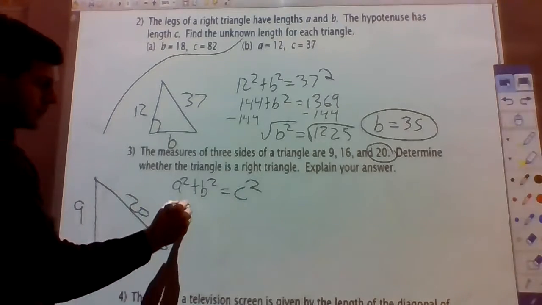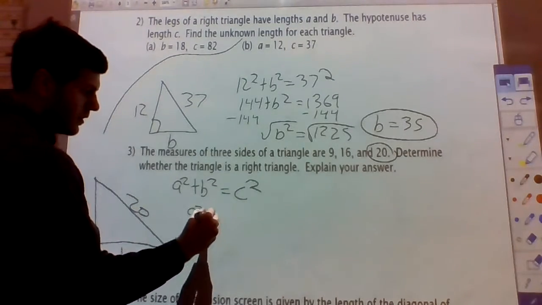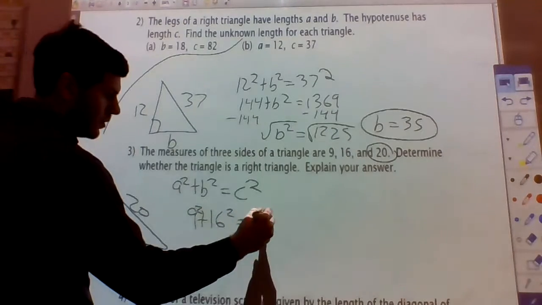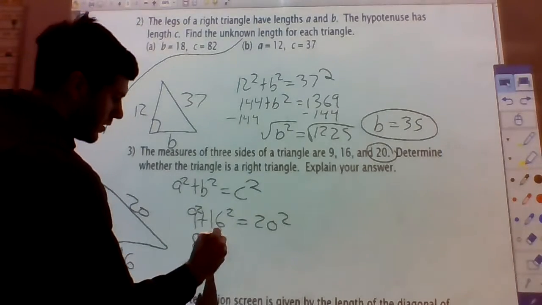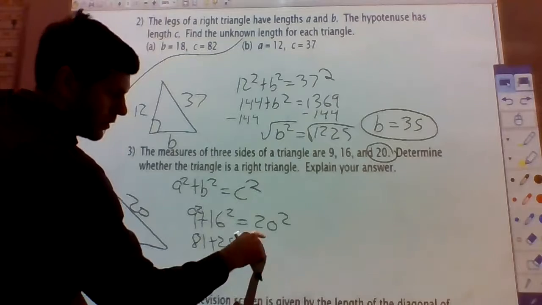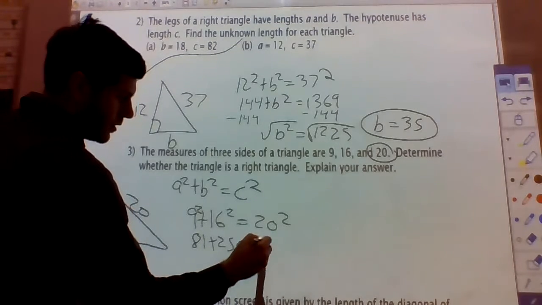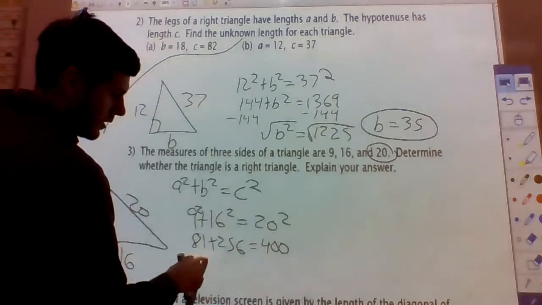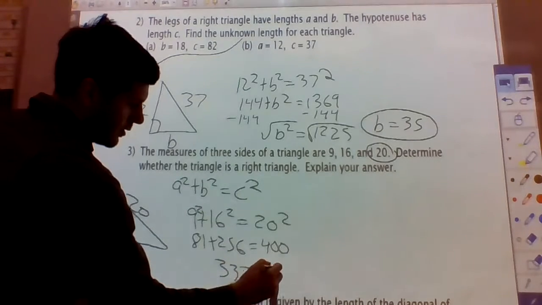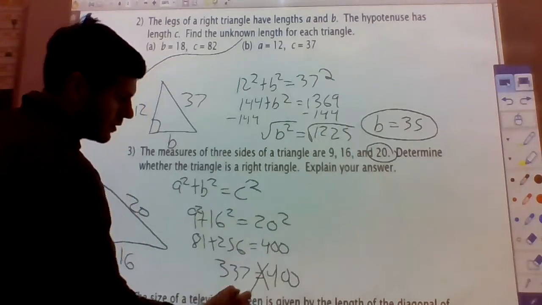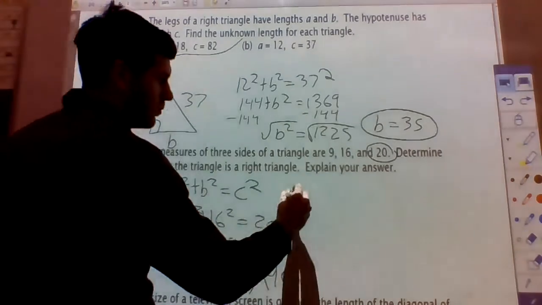So 9 squared plus 16 squared is going to have to equal 20 squared. Okay, so 9 squared is 81. 16 squared is 256. Okay, 20 squared is 400. Okay, add these together and we get 337. Does 337 equal 400? No, it does not. So our answer is no.